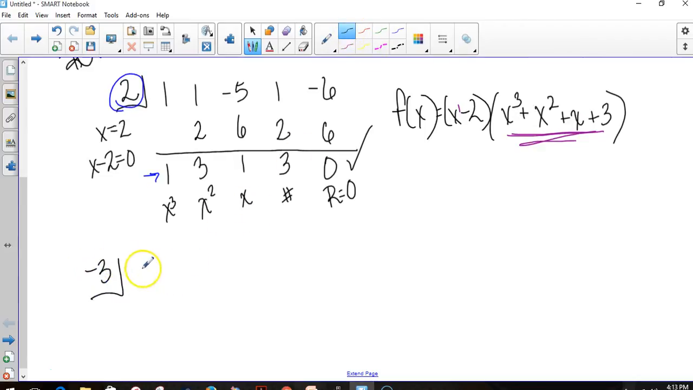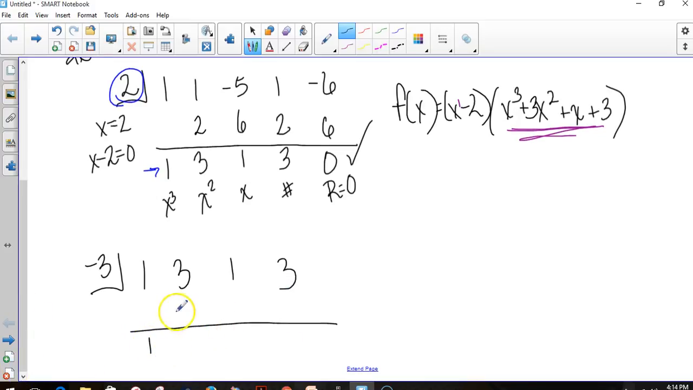So purple comes over here, 1, 1, 1. Oh, it's a 3. And a 3, and I'm going to synthetically divide. Drop the 1. 1 times a negative 3 is a negative 3. Add, and I get a 0, and then I multiply, and I get a 0, and I add down, and I get a 1, and I get a negative 3, and 0. Yay. So now my purple part is this.